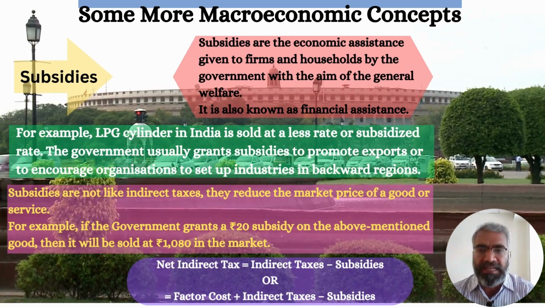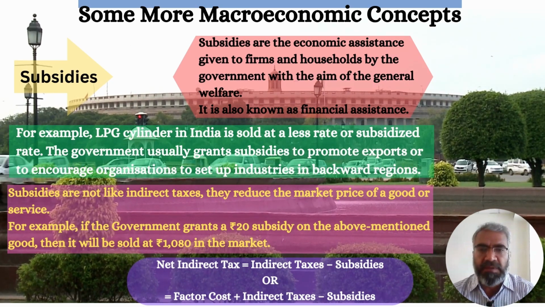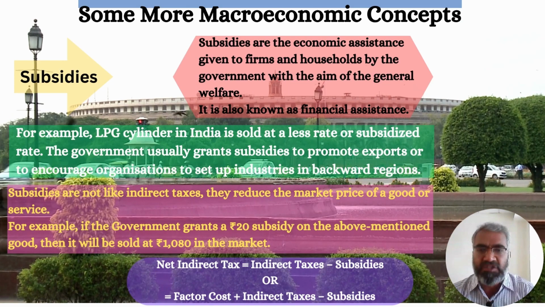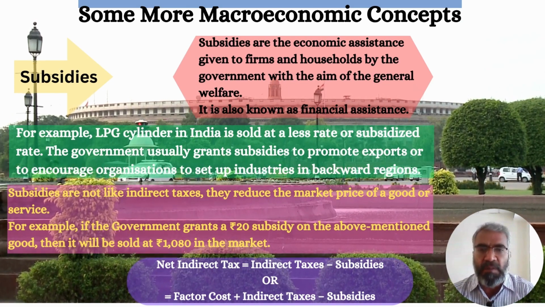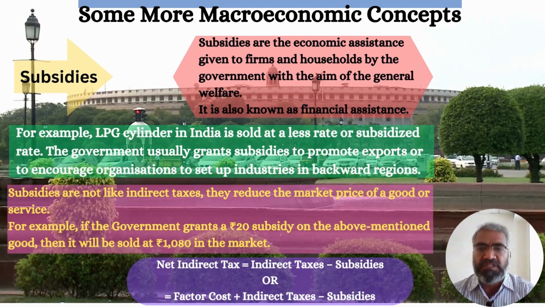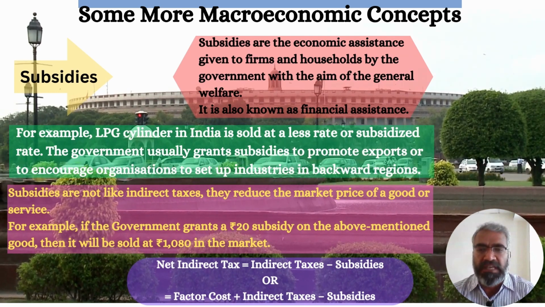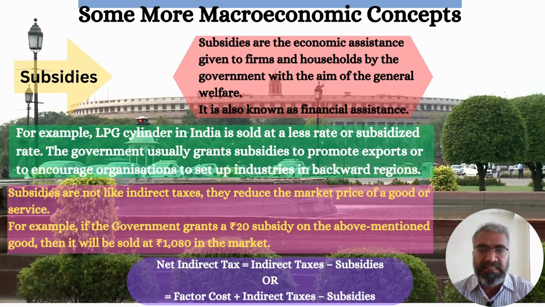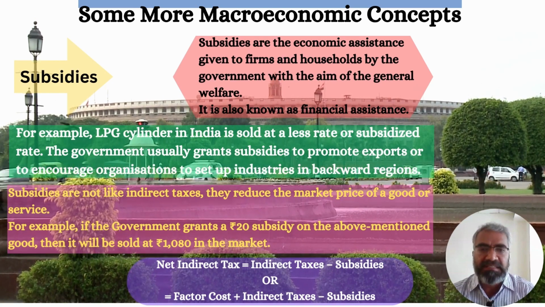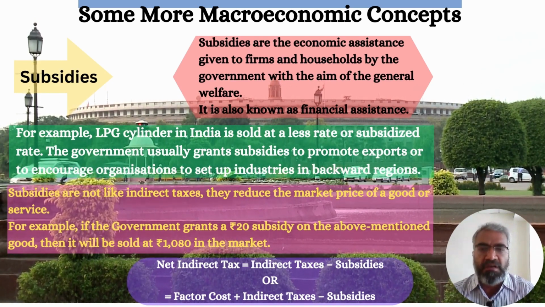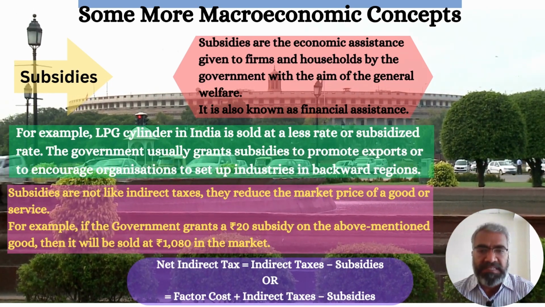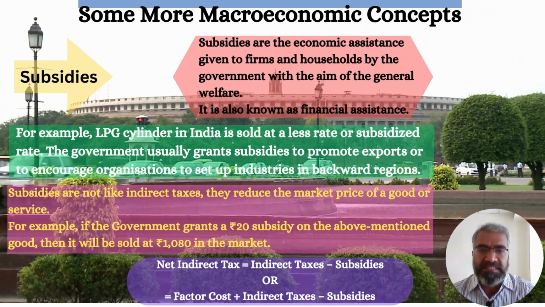Subsidies are not like indirect taxes; they reduce the market price of a good or service. For example, if the government grants a rupees 20 subsidy on the above mentioned good, it will be sold at rupees 1080 in the market. So the formula: net indirect tax is equal to indirect taxes minus subsidies, or net indirect tax is equal to factor cost plus indirect taxes minus subsidies.